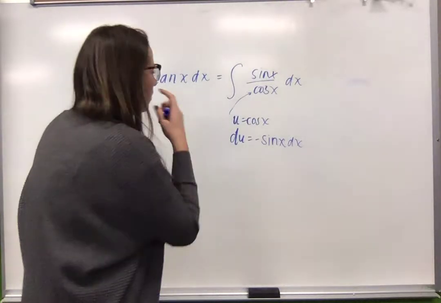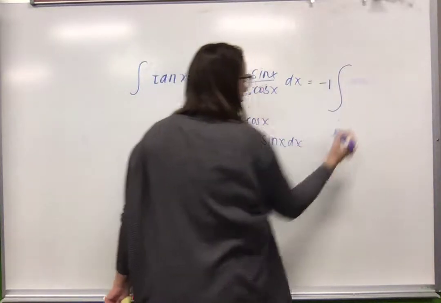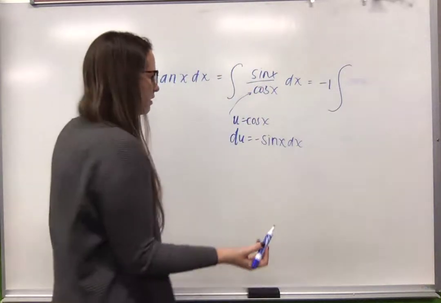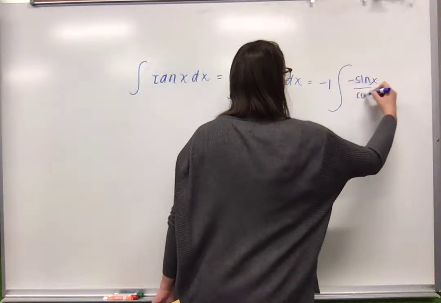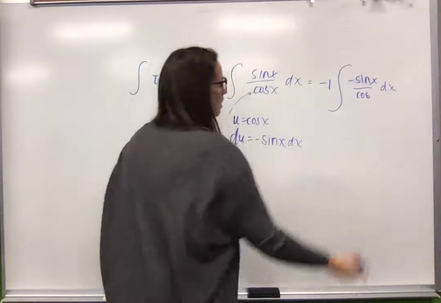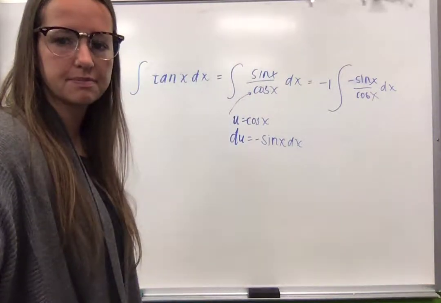So I'm going to put a -1 out front. If I times by -1, then I can times the inside also by -1. So negative sine x over cosine x dx. And now it matches.